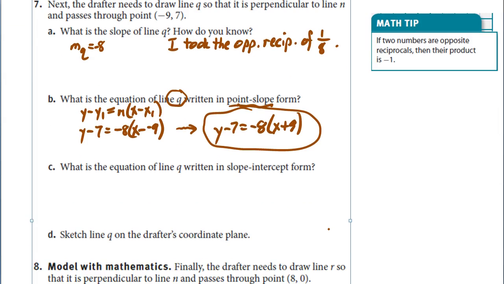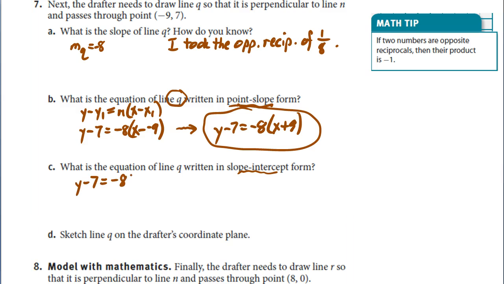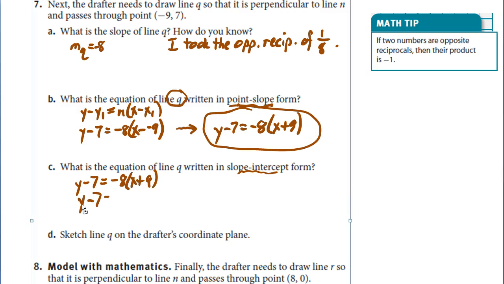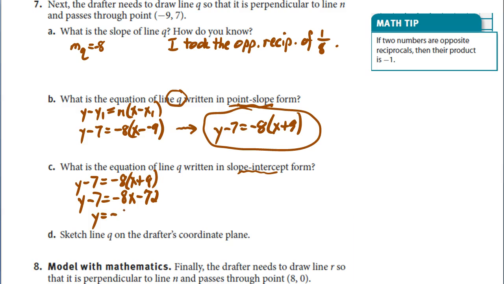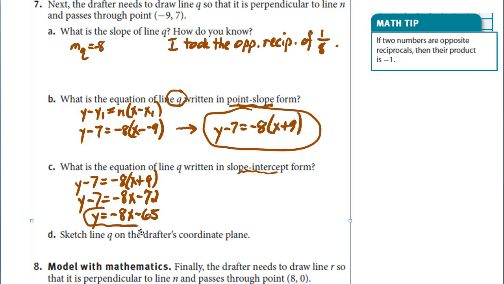Now, because slope-intercept is the more common form, let's change that equation into slope-intercept form. So first thing, just copy that down so you can work with it. Then do the distributive property, because that removes the parentheses, and slope-intercept form has no parentheses. And finally, add the 7 to the other side. So negative 72 plus 7 is negative 65. Here is our equation in slope-intercept form.